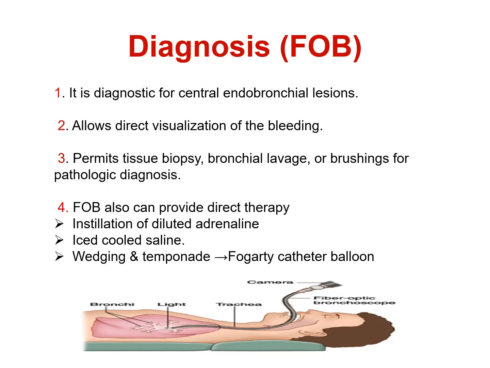After doing radiological investigation, we can do what is called fiber optic bronchoscopy. Fiber optic bronchoscopy has two values, either diagnostic or therapeutic. It may be used as a diagnostic tool for central endobronchial lesions and allows direct visualization of the bleeding vessels. Also, it permits tissue biopsy, bronchial lavage, or brushing for pathological diagnosis. It can also provide direct therapy like instillation of diluted adrenaline, iced cold saline, wedging and tamponade, or use of a Fogarty catheter balloon.